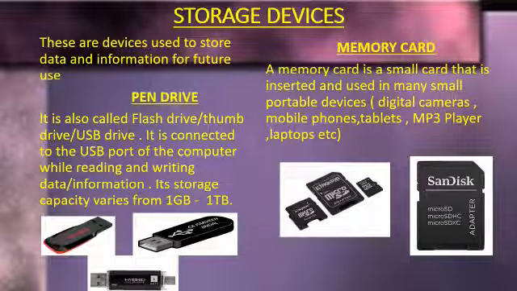The third category is storage devices. These are devices used to store data and information for future use. Example, pen drive. It is also called flash drive, thumb drive or USB drive. It is a lightweight disk and it is connected to the USB port of the computer while reading and writing data or information. Its storage capacity varies from 1 GB to 1 TB.